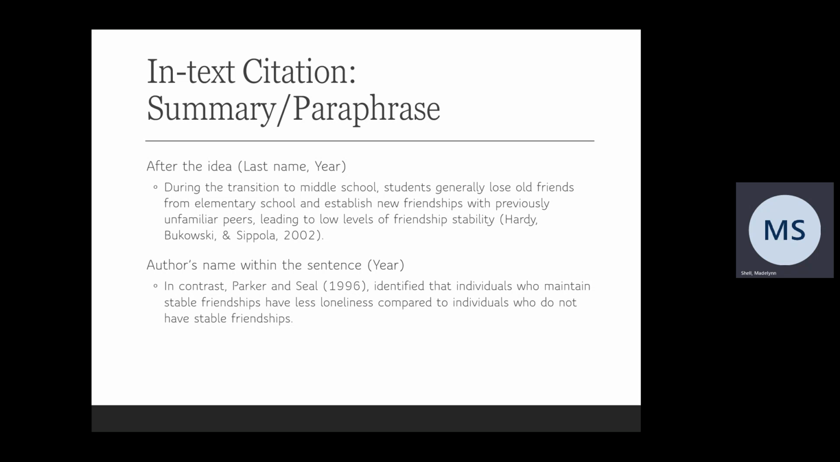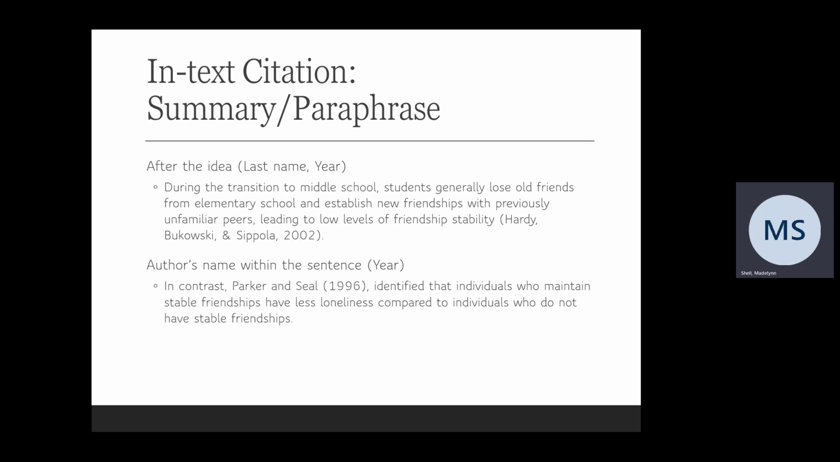The other way, though, that we might do this is if we do include the author's name in the sentence, then what we need to cite in parentheses is just the year. So something like, in contrast, Parker and Seal, and then we put the year immediately after we list the authors.